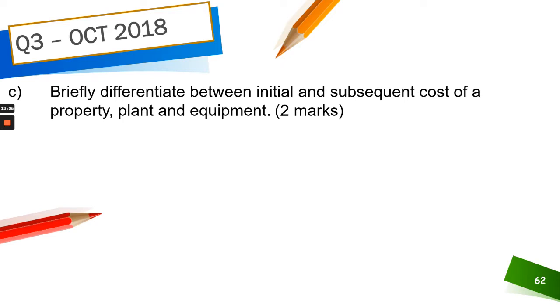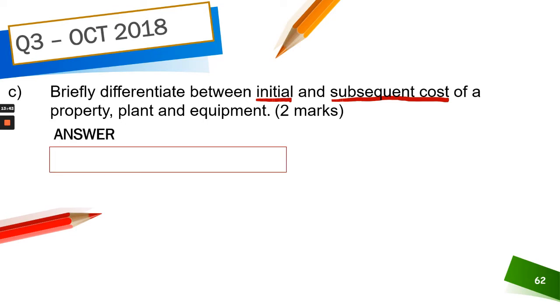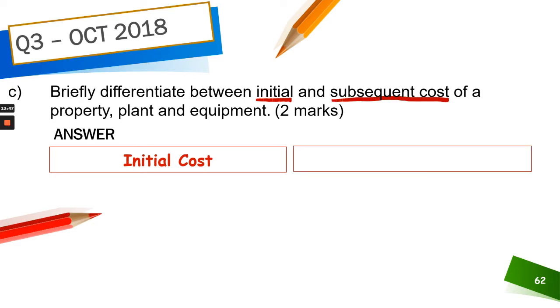For part C, you are asked to differentiate between initial and subsequent costs. If you are asked to differentiate, you can either put them in sentence form, in a paragraph, or you can present your answer in a table. So you can draw your table. One is for initial cost. Another one is to explain the subsequent costs. And the points can be put under each column.